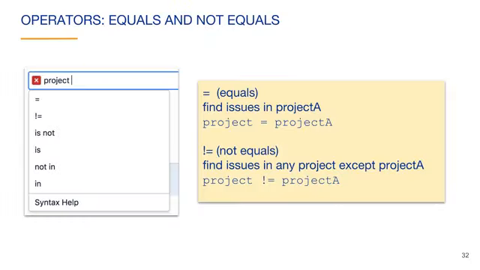The equals operator will find issues where the field value exactly matches the value in the query. This query will find all issues in project A. The not equals operator, represented by an exclamation point before the equal sign, finds issues where the field value does not exactly match the value in the query. This query finds all issues that are not in the project A project.